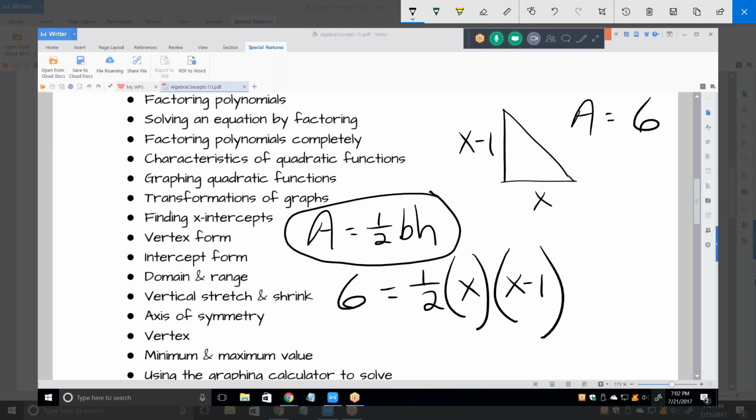I would do FOIL. Okay. Let's get rid of this half. I'm a huge believer that you want to get rid of fractions first. How do I get rid of that half? Divide by 1/2 or multiply by. It's better to think about it as multiplying by 2.